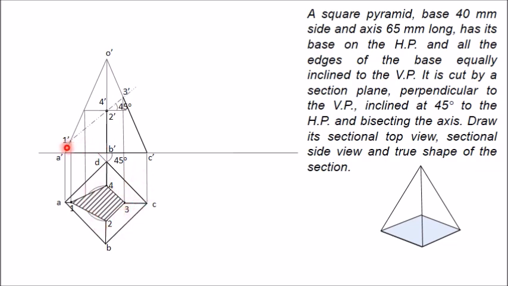Now we can draw the true shape of the section. To get the true shape of the section, we need to draw the projection of this plane. This is the section plane. This is not the true shape because you can see that this is inclined at 45 degrees with the XY line, and therefore this projection will not be a true projection. To get the true projection, you should project this plane on an auxiliary inclined plane which is parallel to this plane. For that you have to draw an auxiliary XY line here.